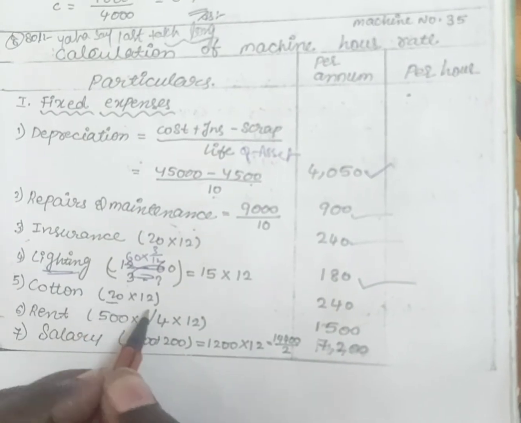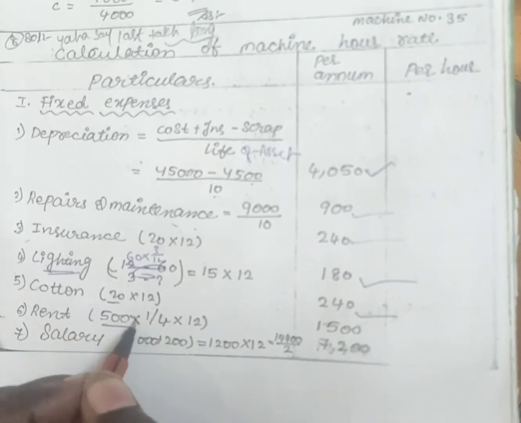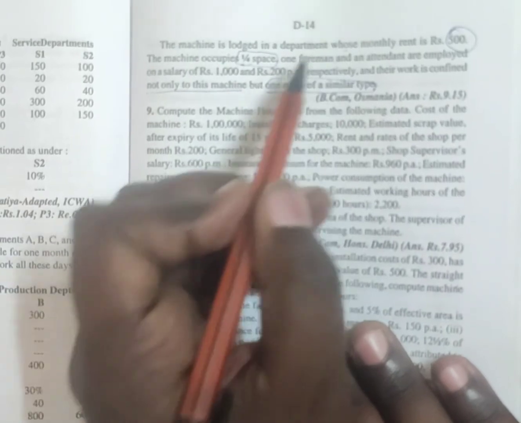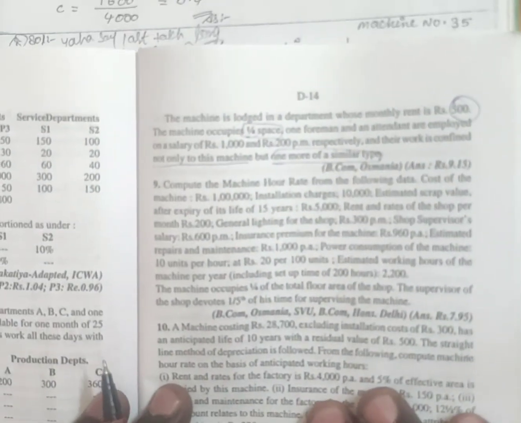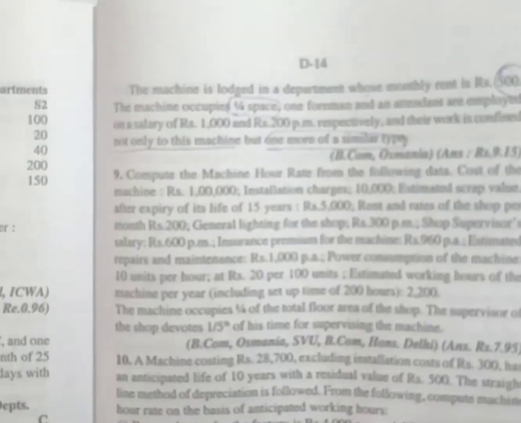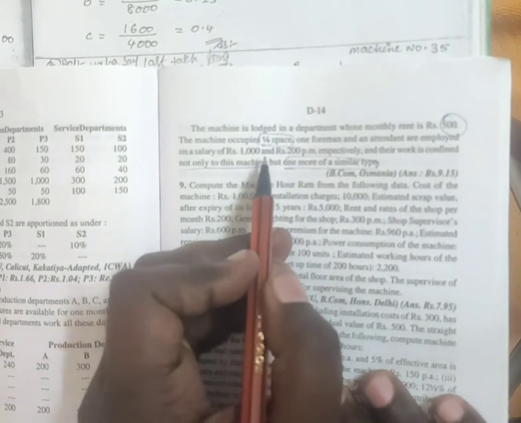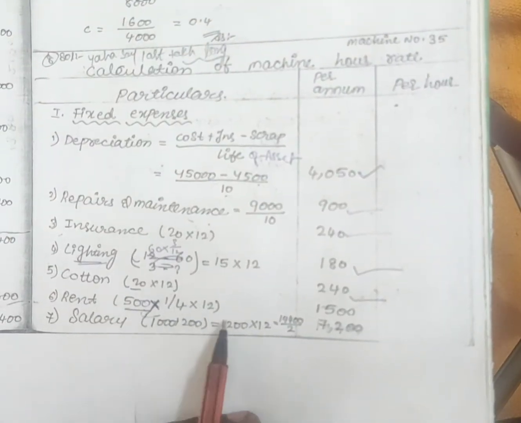Cotton, 20 rupees per month. Into 12, it is 240. Rent, 500 per month into 1 by 4. Why? Because the rent is for the total department, and in that the machine is occupying only 1 by 4th of the space. So we have to find it for only the 1 by 4th part: 500 into 1 by 4 into 12.